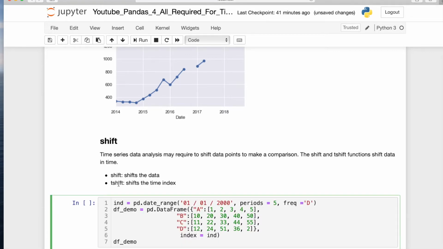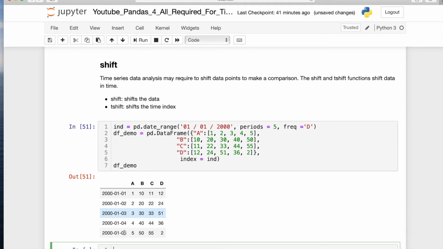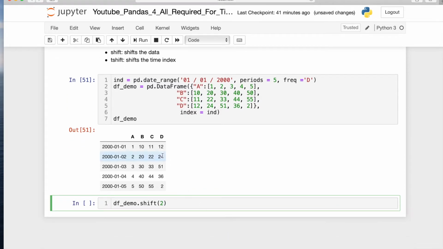We have the shift and t-shift. Suppose I have one time series data. Every day from 1st January to the 5th January, I have this data, 4 columns, right? Now I want to shift this data by 2 days. Now you can see what I did. This is the data frame, and for the shift I use 2 days.